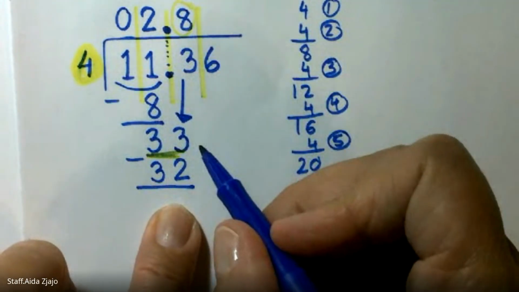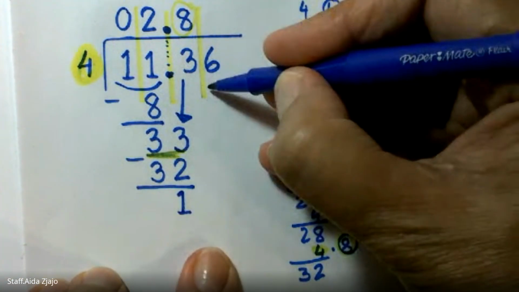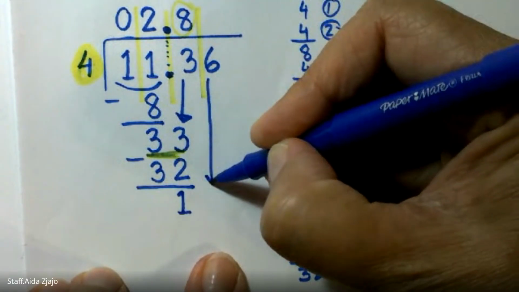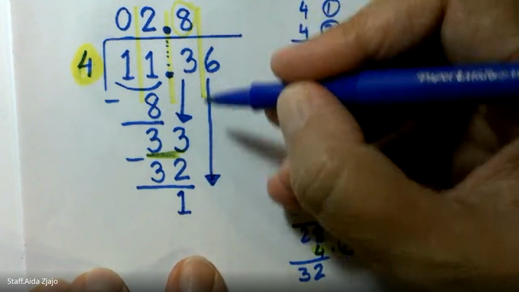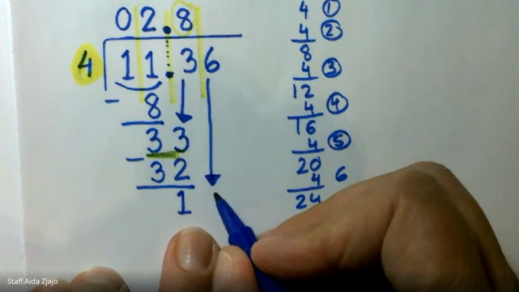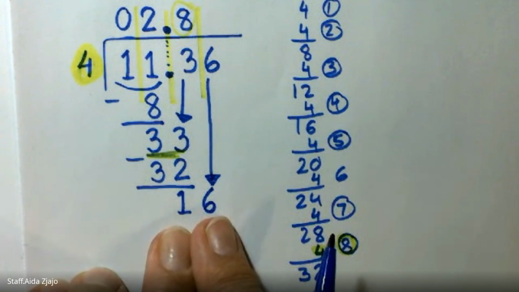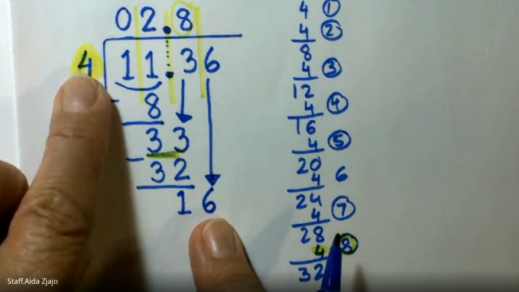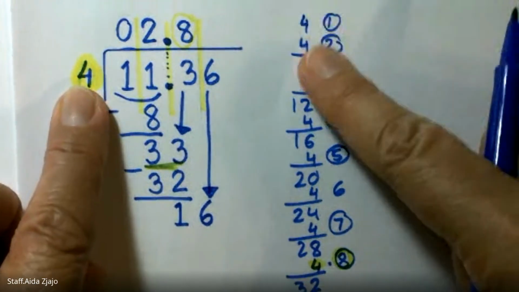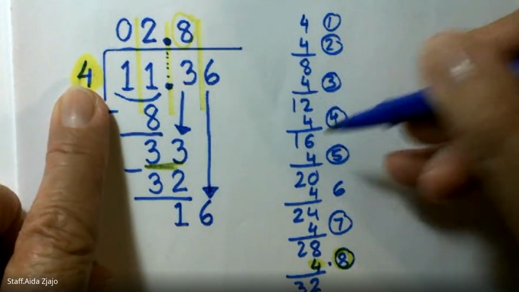I had 33, so I have one left, 1 dime left. So now I'm going to bring down the pennies. So I'm regrouping 1 dime into 10 pennies, and then I had 6 pennies. So now I have 16 pennies to share. I can look here in my multiplication chart that 16 is right here.